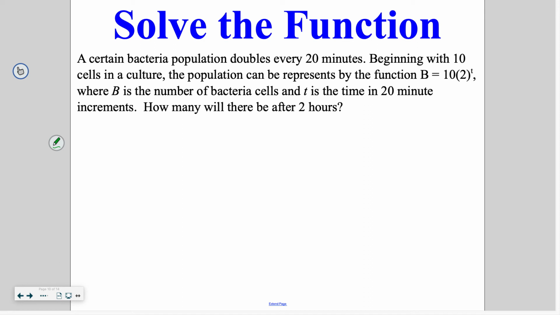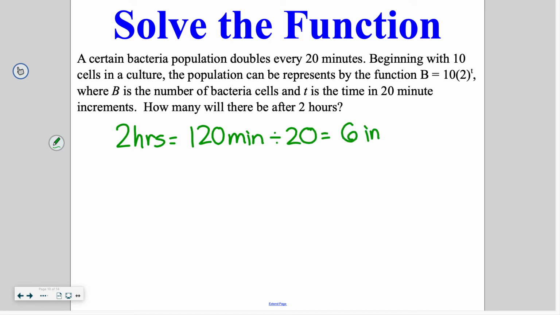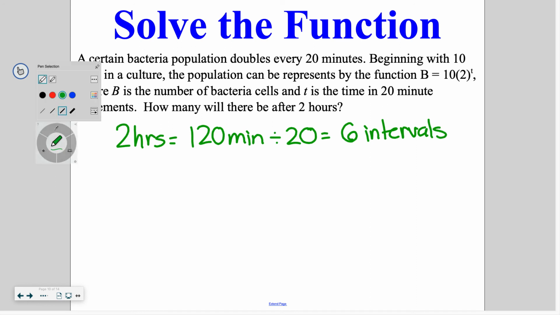The biggest thing you need to pay attention to with exponential functions is what your variables stand for. So in this case, t stands for 20-minute intervals, and we're looking at 2 hours. So we need to figure out 2 hours is how many 20-minute intervals. So 2 hours is 120 minutes, and we need to split that into 20-minute intervals, so we end up with 6 intervals of time.